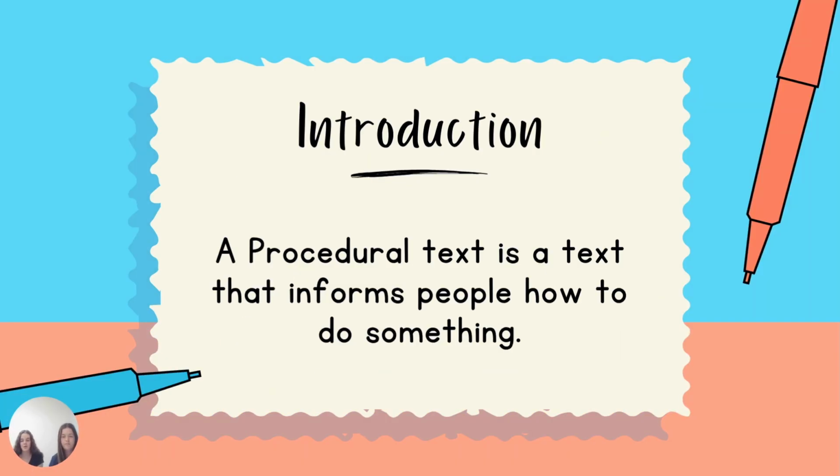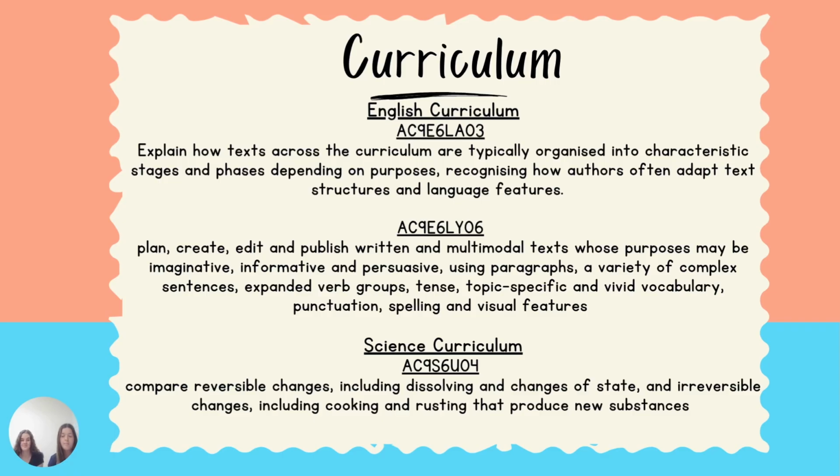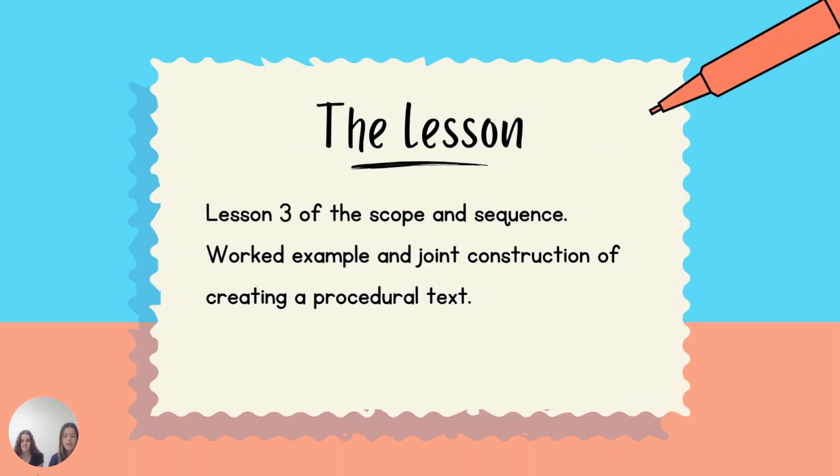As a revision, a procedural text is a text that informs people to do something. This may include a recipe or a science experiment. Our lesson will meet both the English and the science curriculum. This will be lesson 4 of our 6-lesson scope and sequence. The lesson will be framed as a worked example and joint construction of developing a procedural text before they develop their own text in future lessons.